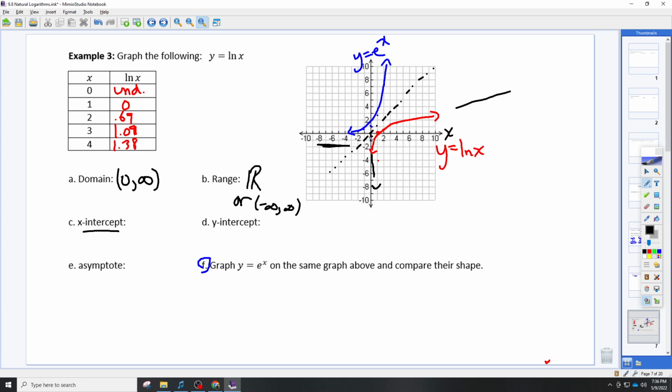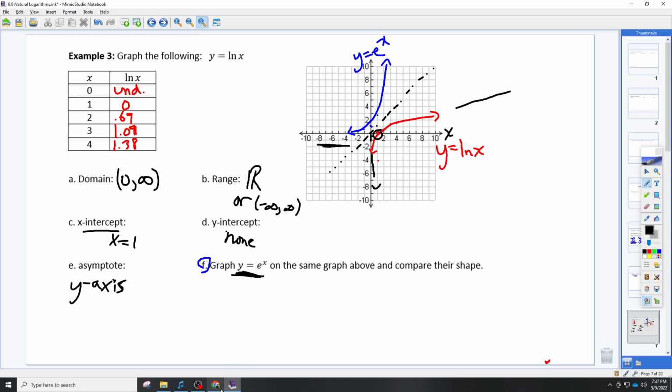X-intercept, this one does have an x-intercept. It's right there. It crosses at 1. Y-intercept, it does not touch the x-axis, so there's none. And the asymptote, we just talked about this. This gets closer and closer to the y-axis, but never touches. So everything is just kind of opposite from what it was before when we did exponential functions. It's the opposite of this graph, e to the x.